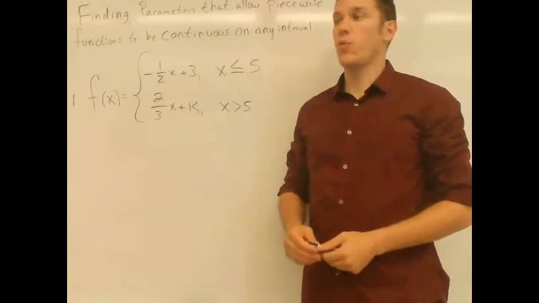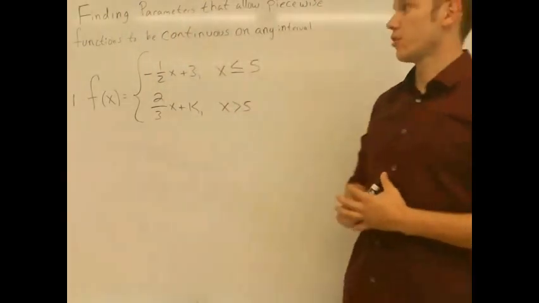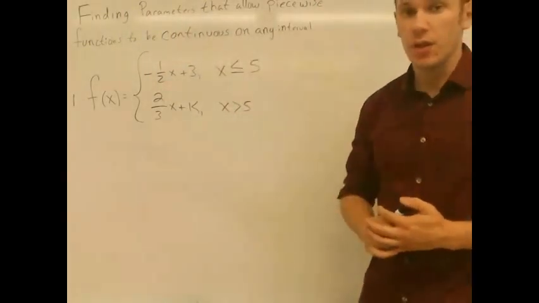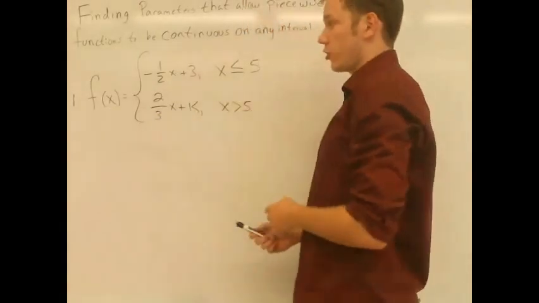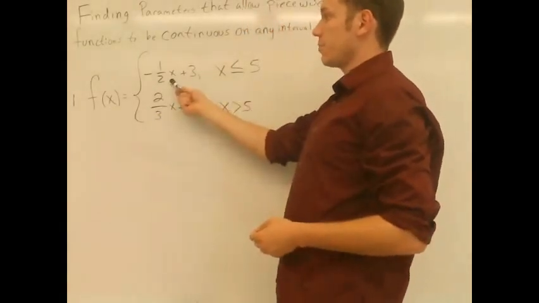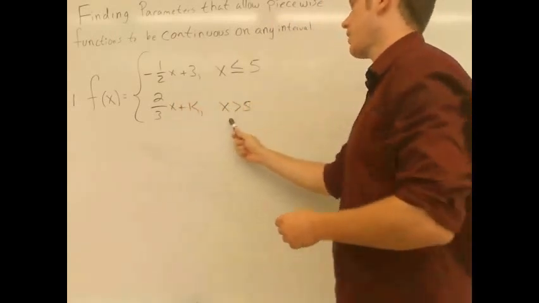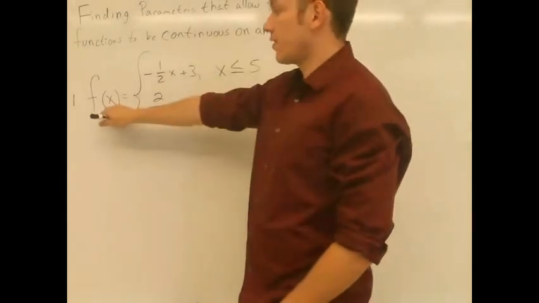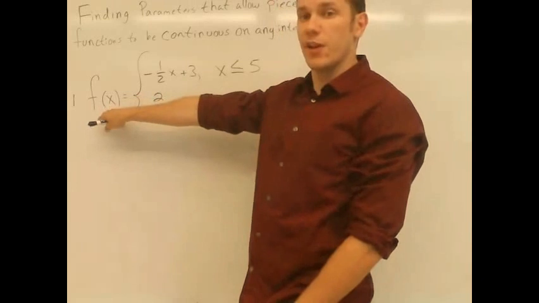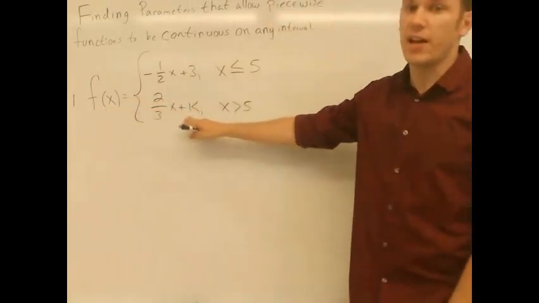So in this video, we're going to practice the skill of finding parameters that allow piecewise functions to be continuous on any interval. So here for the function f of x, we have a piecewise function where we're at -1/2 x plus 3 when we're less than or equal to 5, and 2/3 x plus k where x is bigger than 5. Notice right away that here f of x means x is our independent variable and that k here is a parameter because it's simply not x.